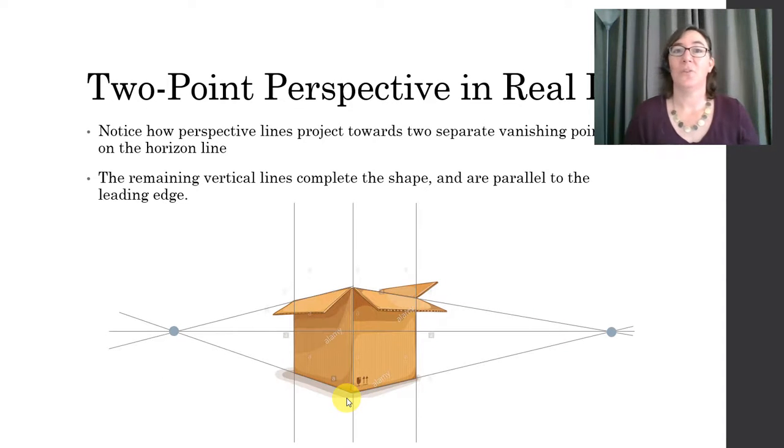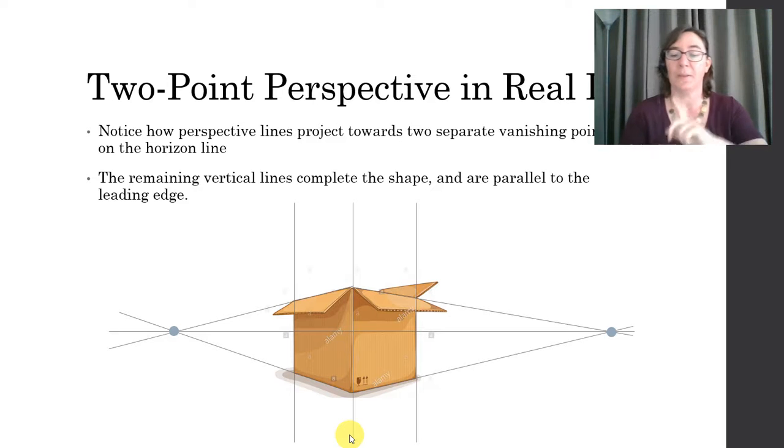So let's take a quick look at 2-point perspective with a real box. Okay, so this one is an illustration, not a photo, but it still works. We have our box here. Notice how we've got the leading edge, the box's corner is turned to us. And then perspective lines project towards two separate vanishing points on the horizon line. We still have a horizon line. The remaining vertical edges complete the shape, and they're all parallel to that leading edge.